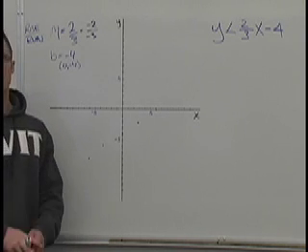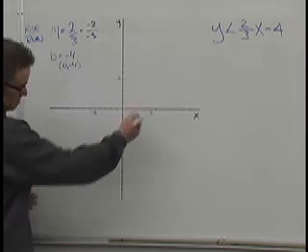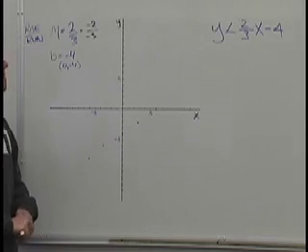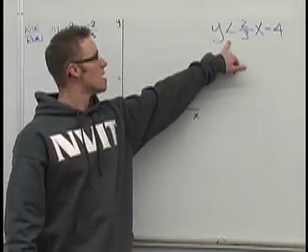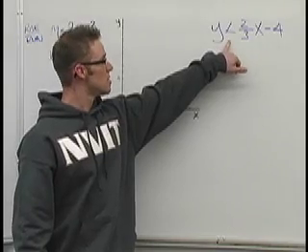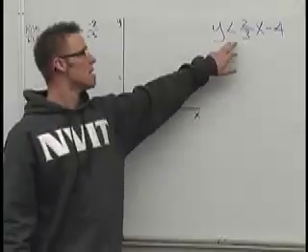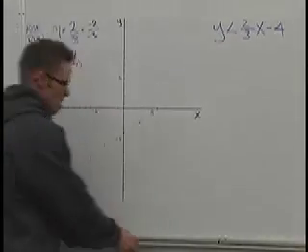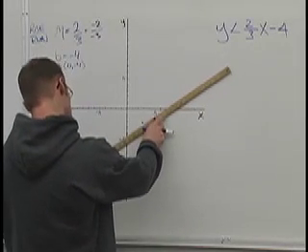When we're graphing inequality, there's 2 different kinds of lines that we can use. One is a dashed line, and the other is a solid. In this case, because it's a less than symbol, we're going to use a dashed line. If this was a less than or equal to, we would use a solid line. I'm going to go ahead and draw this line.